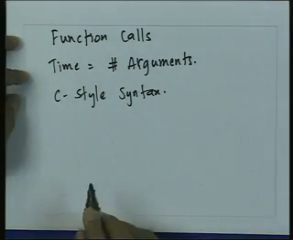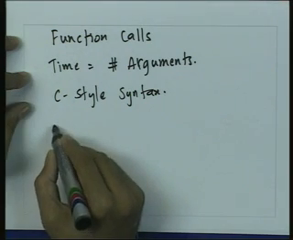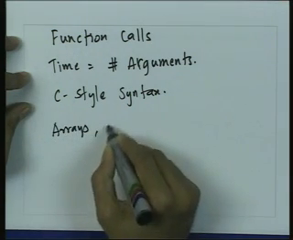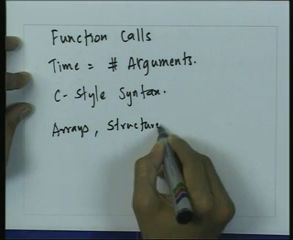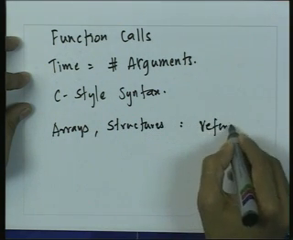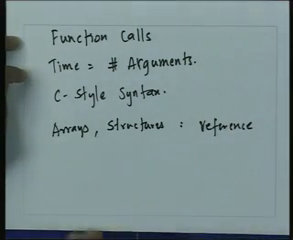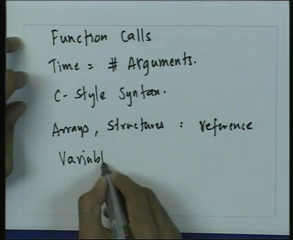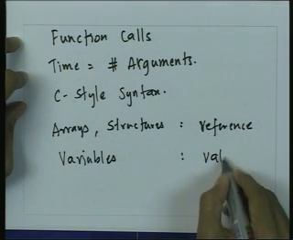Okay. What I mean by this is that arrays and structures will be passed by reference, which means that you can modify them in the called procedure, and the modifications will be seen by the calling procedure, whereas variables will be passed by value. So this basically concludes the description of our random access machine.